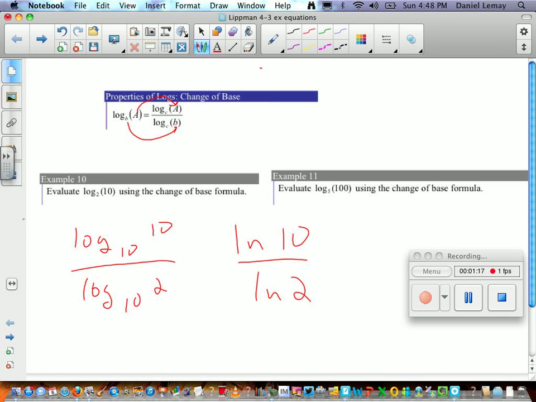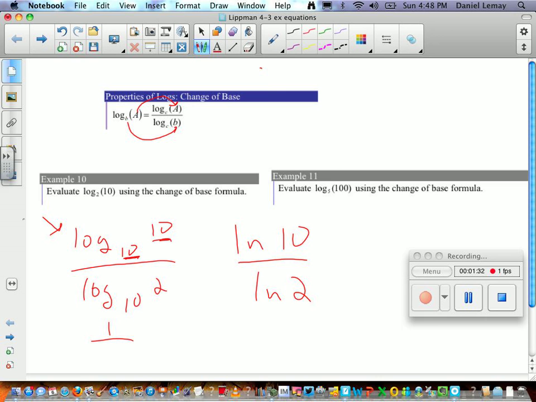And let's go back to this. So either way works. You can use either button. You're going to get the same answer regardless, and I'll show you that in a minute. For this one, this says 10 to some power is 10. Well, we know that's 1.